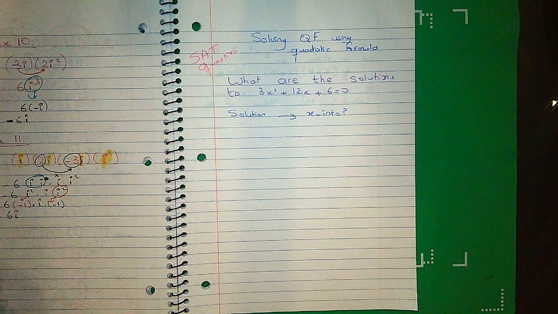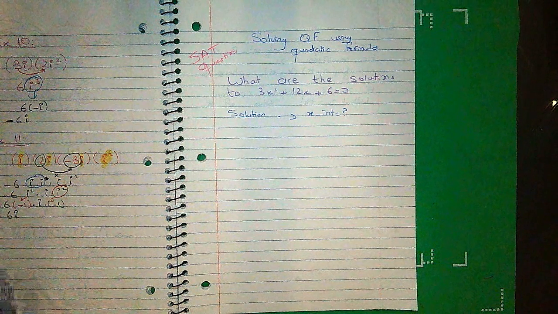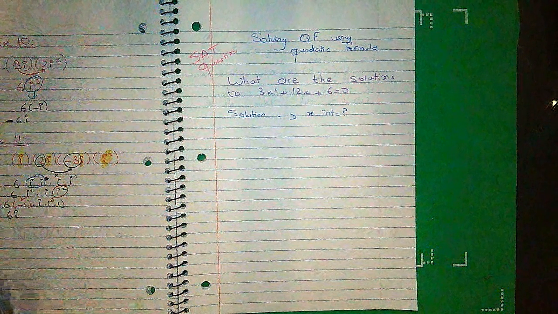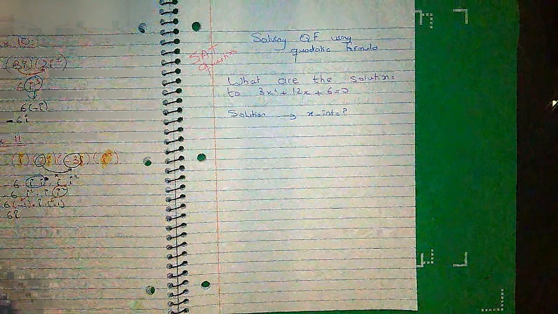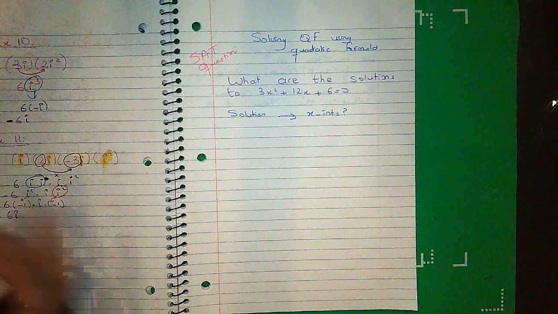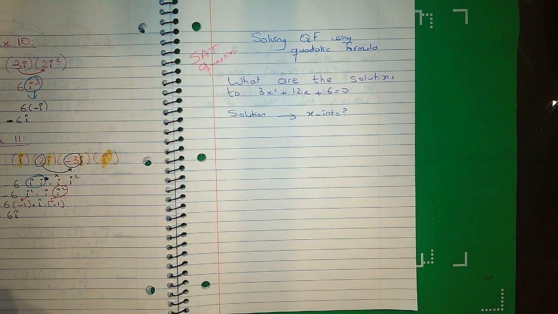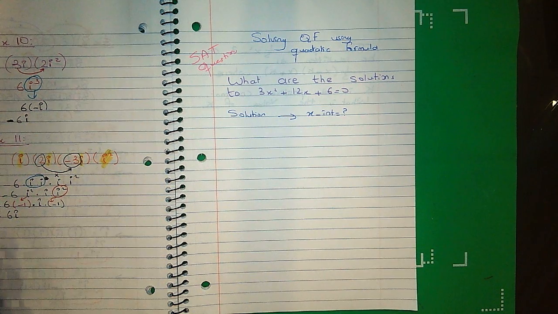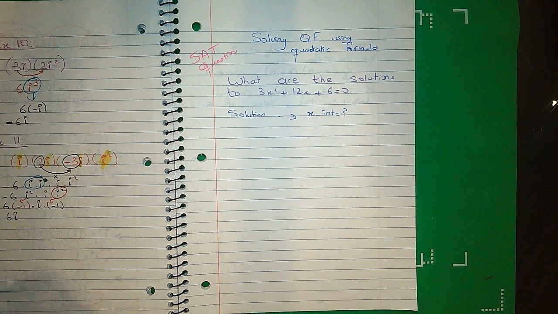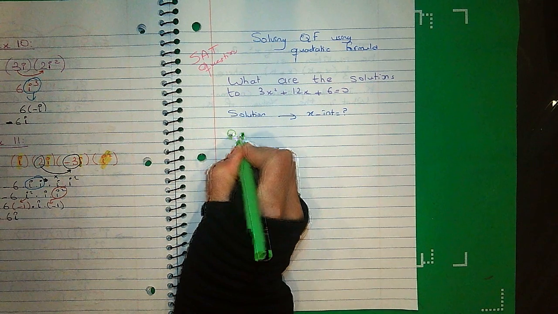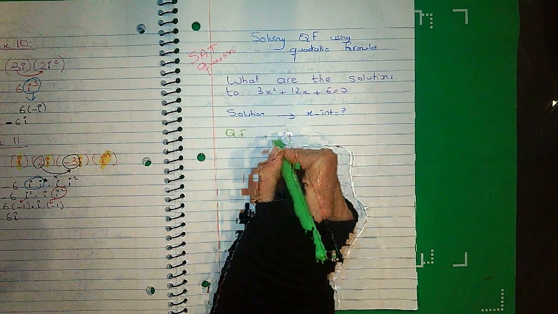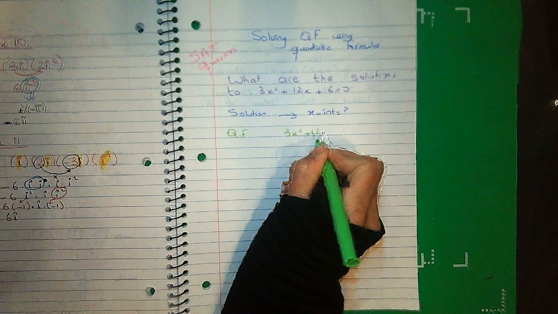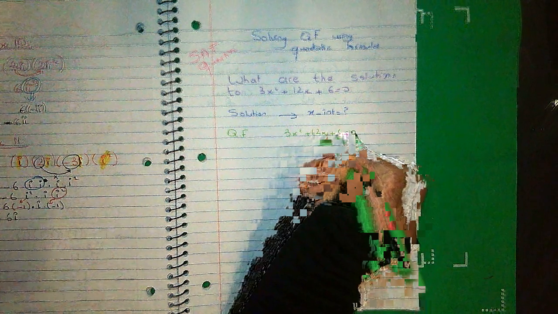So we have so many ways to do this. One of the ways, of course, is the diamond method or factoring. But today, instead of factoring, just because we're practicing the quadratic formula, I'd like to start with the quadratic formula. So first I'm going to write 3x squared plus 12x plus 6 equal to 0.